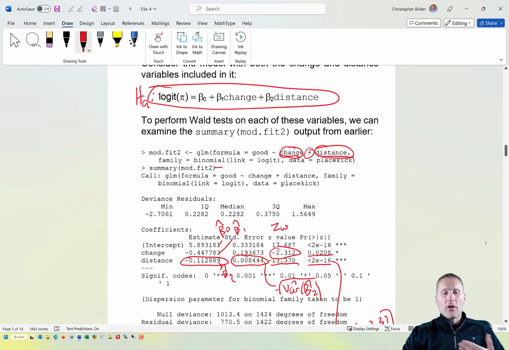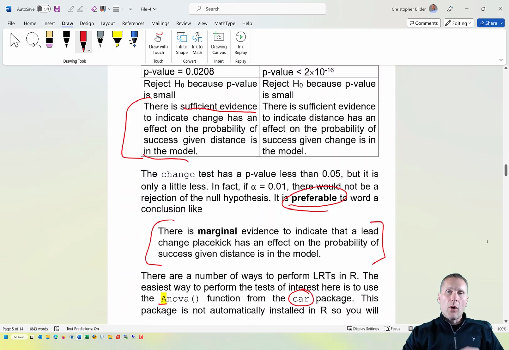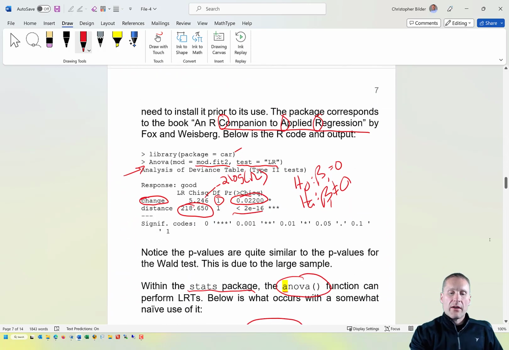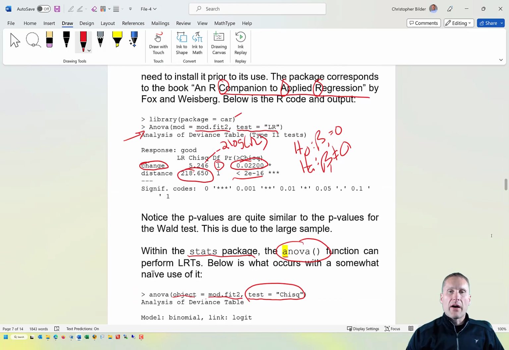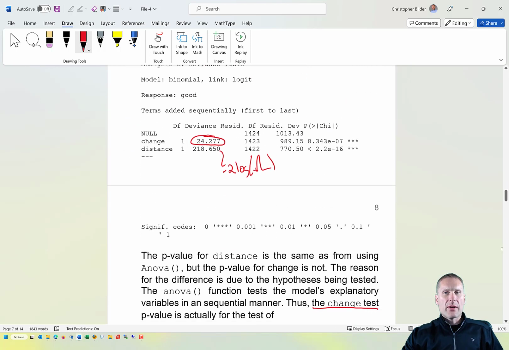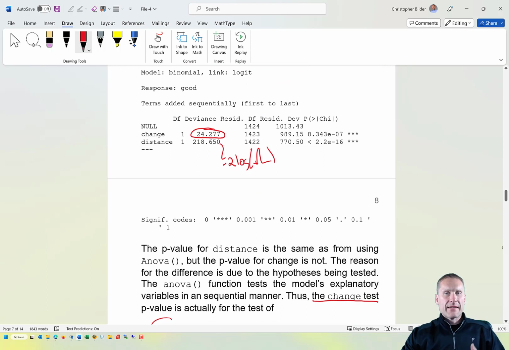The capital ANOVA function, though, gives us what we want. This test corresponds to, given that distance is in the model, let's do a test for change. For the distance row, given that change is in the model, let's do a hypothesis test for distance. Rarely, if ever, is that sequential set of hypothesis tests actually of interest. That's why I introduced the capital ANOVA function first, because that's the one that we will primarily use.